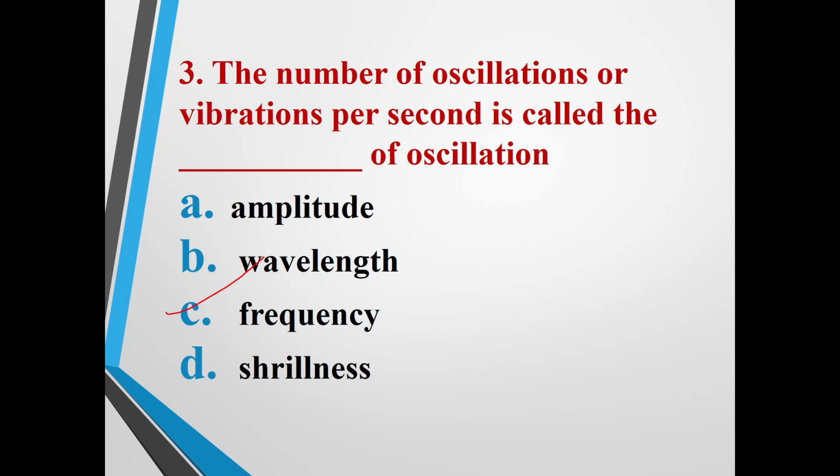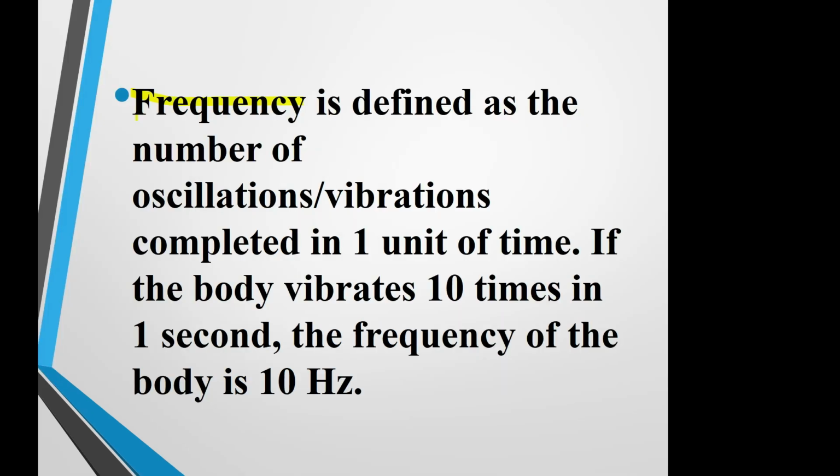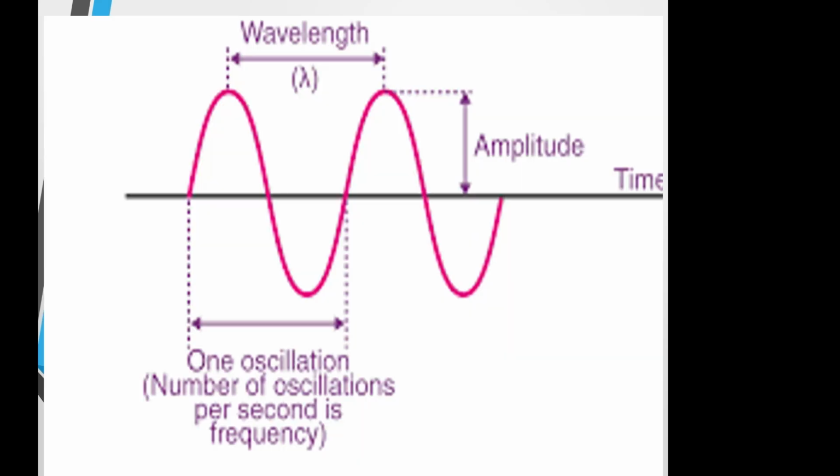Answer is C, frequency. Frequency is defined as the number of oscillations or vibrations completed in 1 unit of time. If the body vibrates 10 times in 1 second, the frequency of the body is 10 Hz. So frequency is the number of oscillations completed in 1 unit of time.